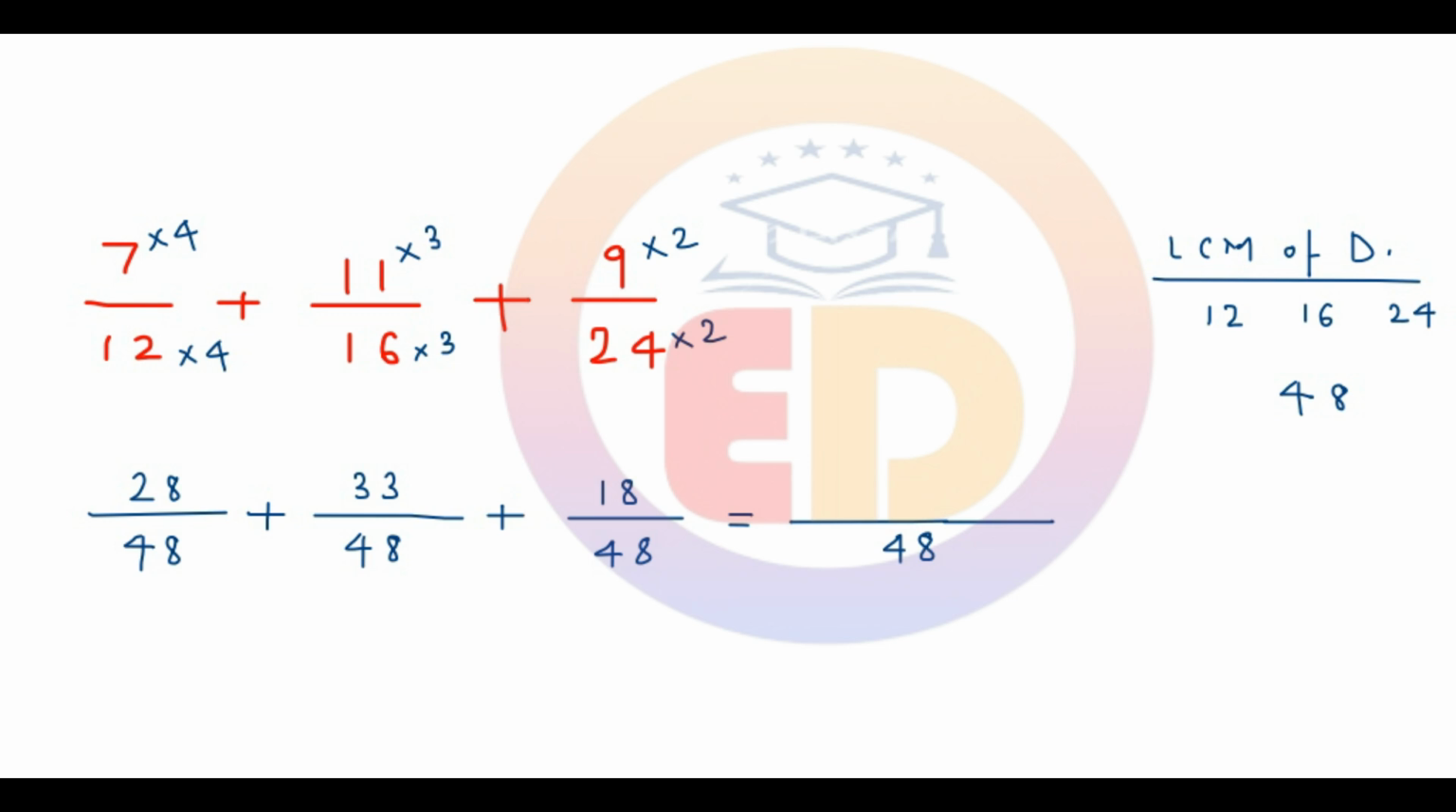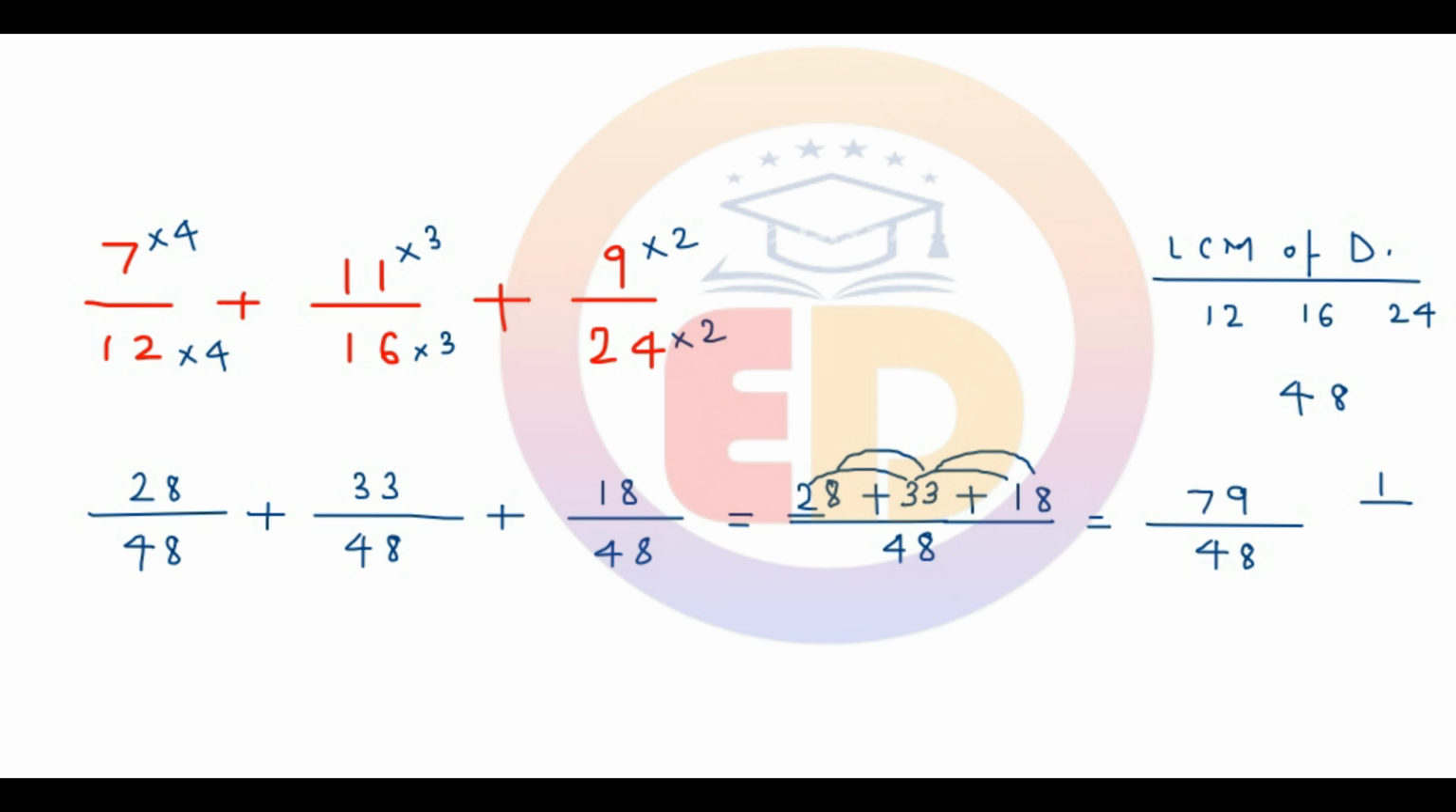Adding all of them, the denominator will be 48, and simply add the numerators. 28 plus 33 plus 18 equals to, now let us add the numerators. 48 as my denominator. Let us add the unit digit. 8 plus 3 is 11. 11 plus 8 is 19. I'll write down 9. I'll carry 1. 1 plus 2 is 3. 3 plus 3 is 6. 6 plus 1 is 7.